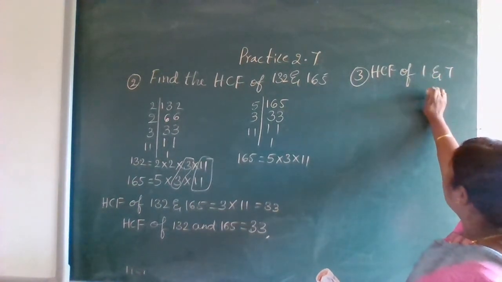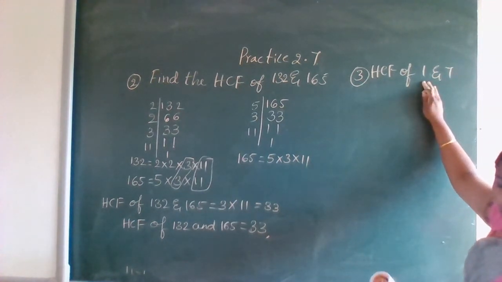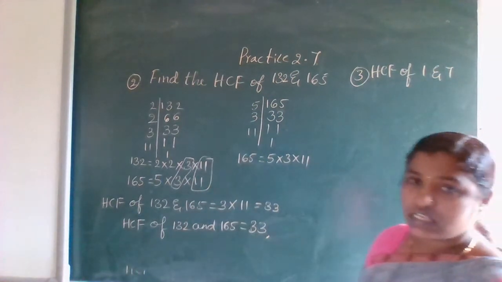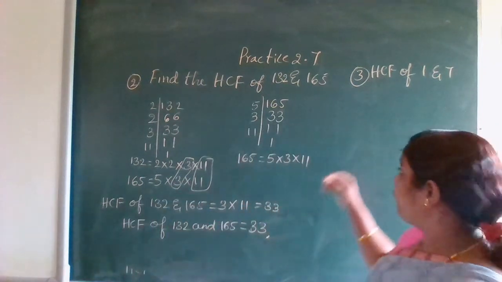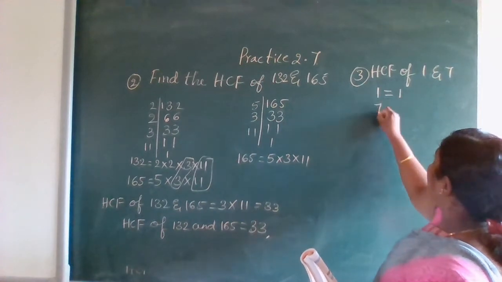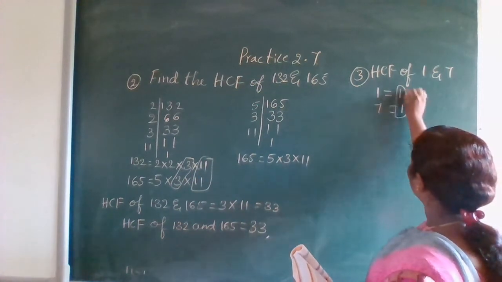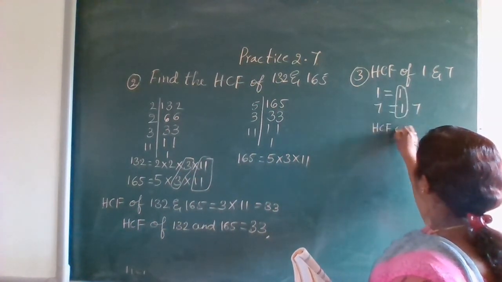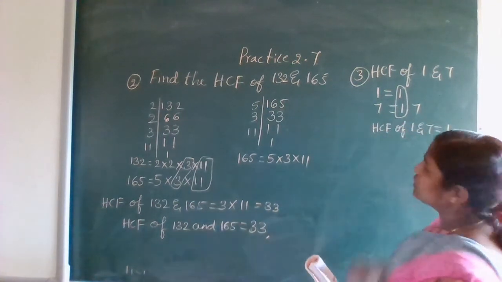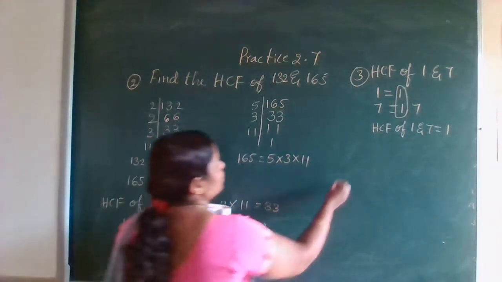You know this already. 1 and 7, what is the common factor? I told you in the previous class. Let's take the factors. What are the factors of 1? So 1. What are the factors of 7? 1 and 7. Yes? Common is 1. So HCF of 1 and 7 is equal to 1. See, this is the common factor. Next, go for the fourth one.